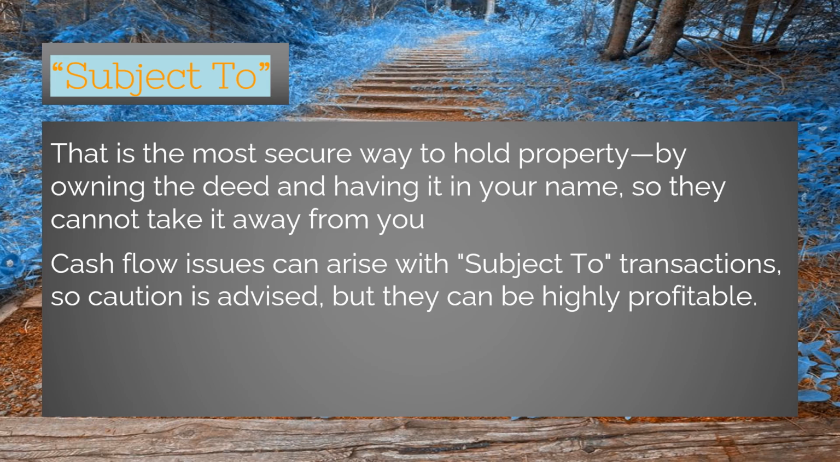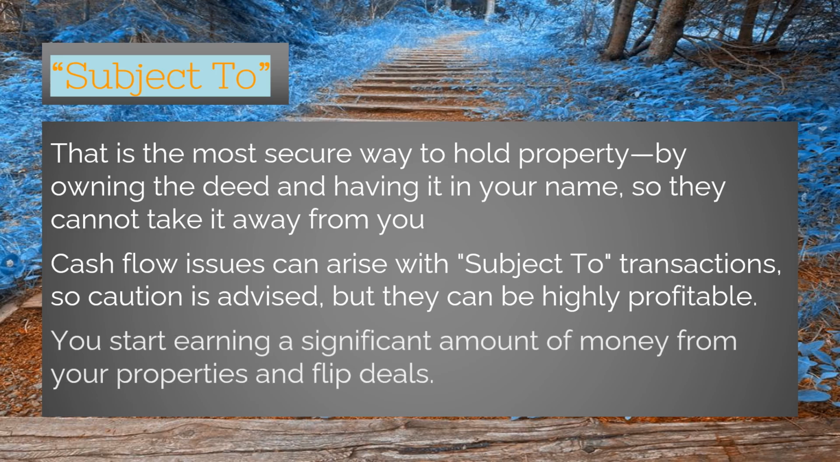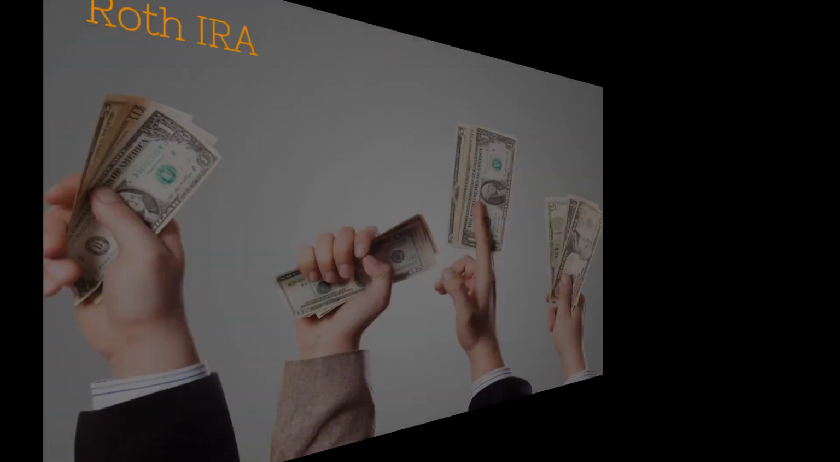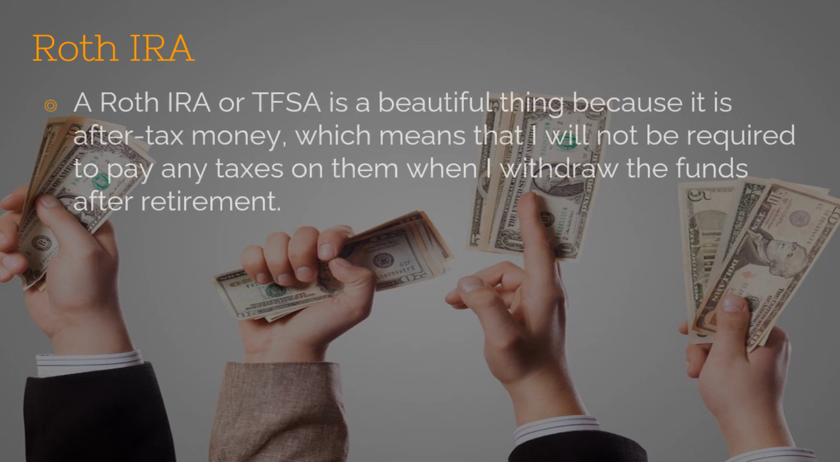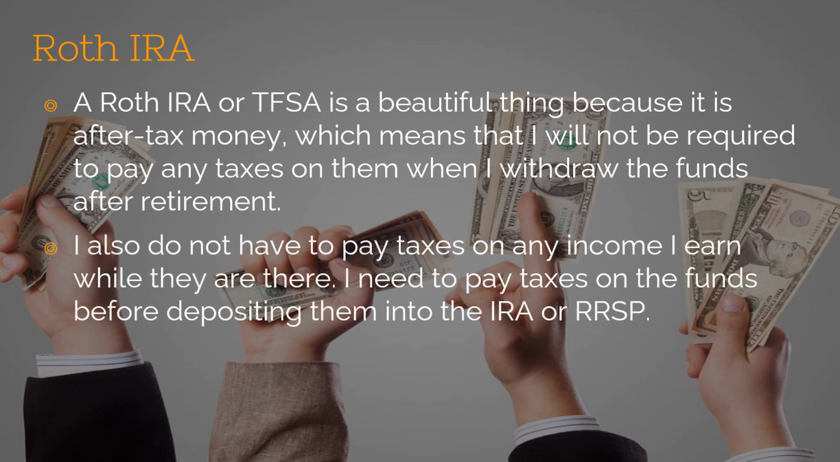Possessing 30, 40 properties, if you purchase them subject to, is an admirable goal. You start earning big amounts of money from your properties and flip deals. I have funded my TFSA, or in the US you call it a Roth IRA, with cash and subject to properties. A Roth IRA or TFSA is a beautiful thing because it's after-tax money, which means I will not be required to pay any taxes on it when I withdraw the funds after retirement. I also do not pay any taxes on any income I earn while the funds are there.